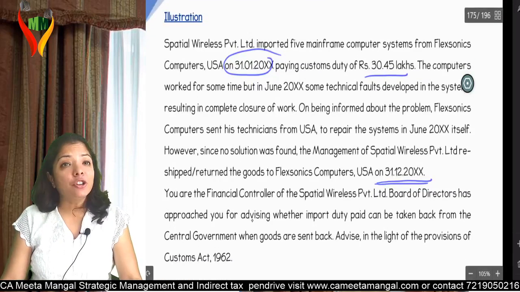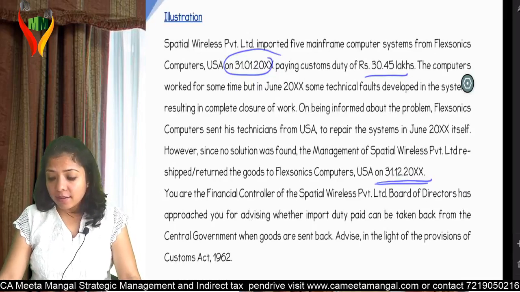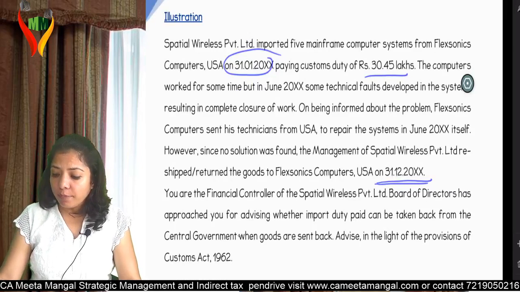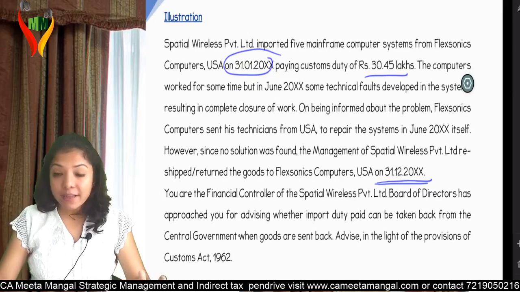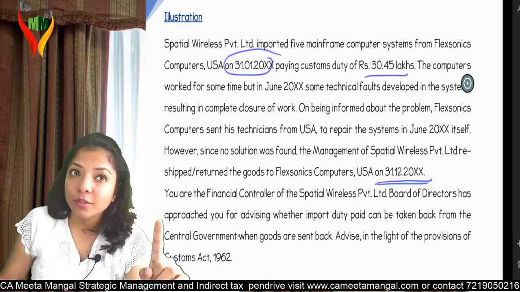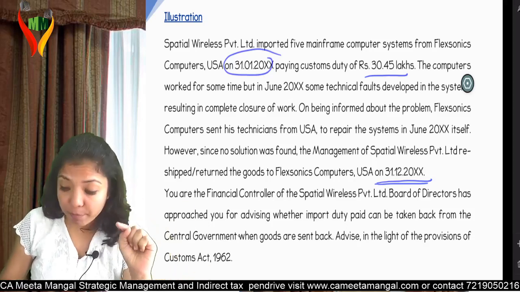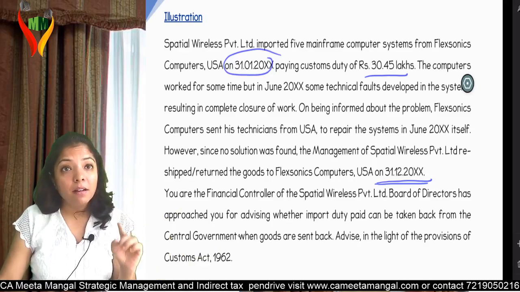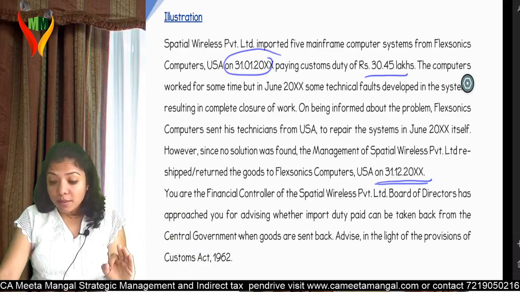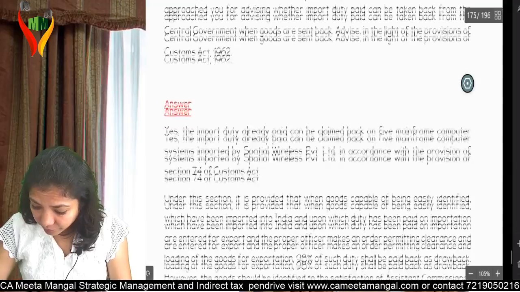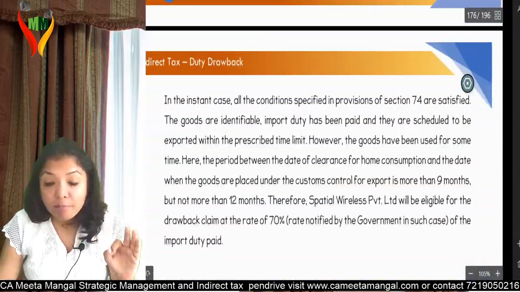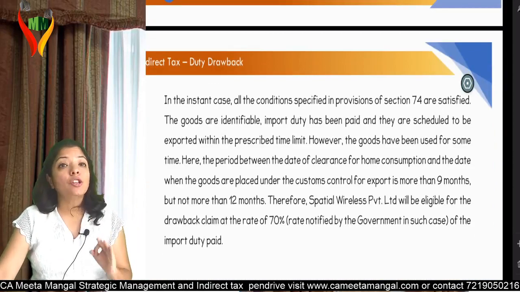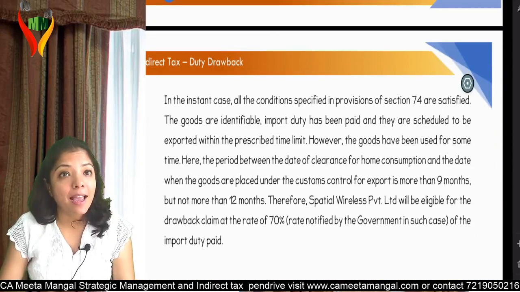You are the financial controller of Spatel Wireless Limited, who has approached you for advising whether import duty paid can be taken back from the central government when goods are sent back. Advise him. Now, I had imported and used it for my business purpose. Am I clear? Used for what purpose? Business purpose. So now the question comes: for how much time have I used it?